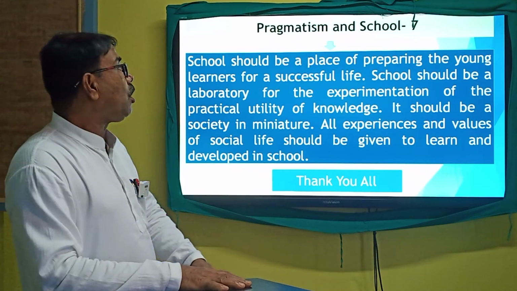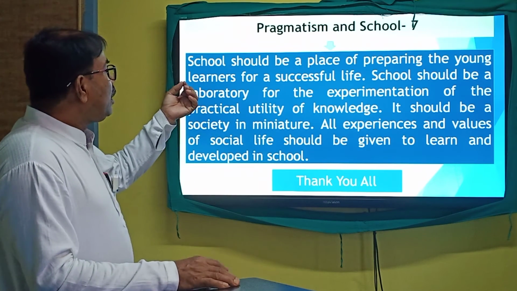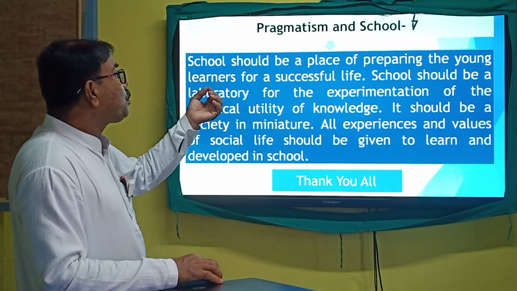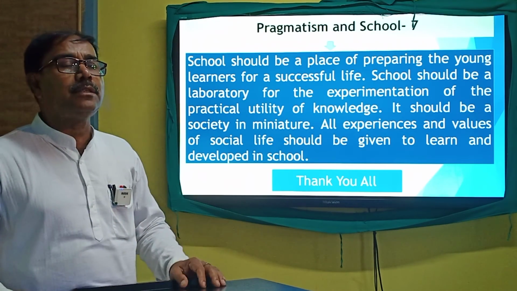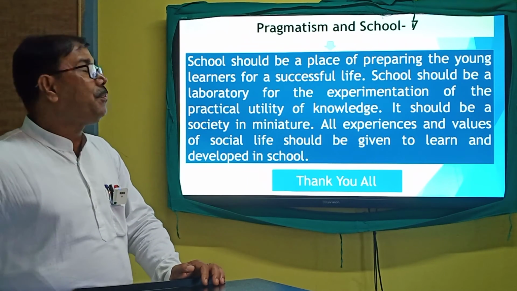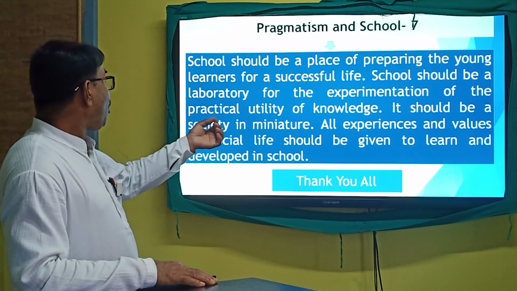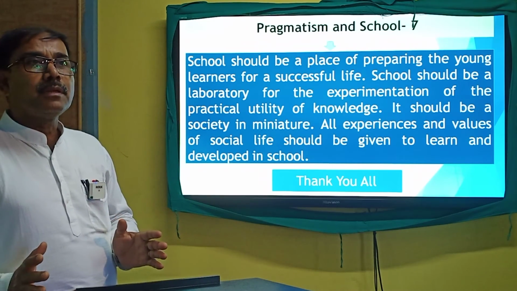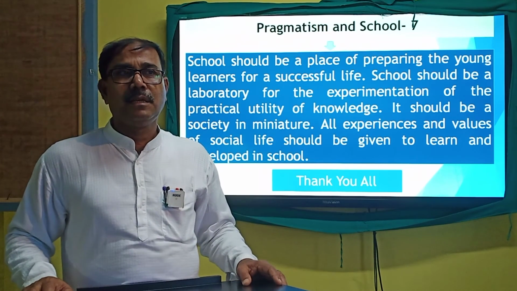branch of Western philosophy. School should be a place of preparing the young learners for a successful life. School is to prepare every learner for a successful life, for a scientific life, for a democratic life. School should be a laboratory for the experimentation of the practical utility of knowledge. Pragmatism believes in the utility parameter of knowledge.